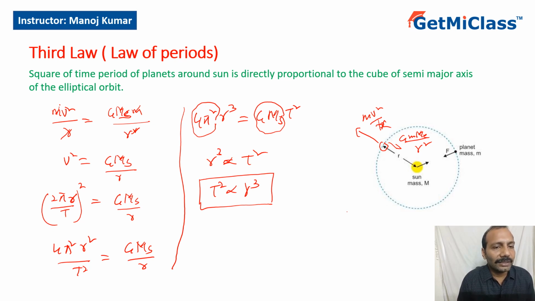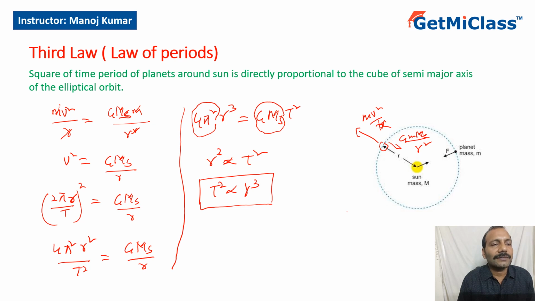So let's have a quick review of all the things we have seen. We have seen Kepler's first law. Kepler's first law says that every planet revolves around the Sun in an elliptical orbit, with the Sun as one of its foci. Because it talks about the shape of the orbit, we call it the law of orbits. Then the second law says that if I join the Sun to the planet with a line, then that line sweeps equal areas in equal intervals of time.